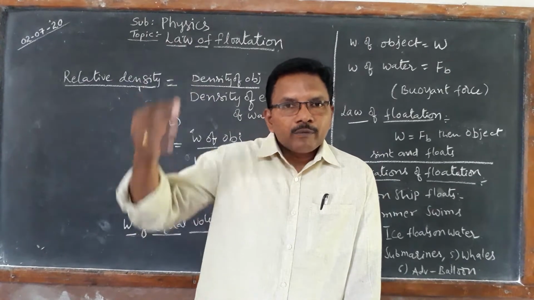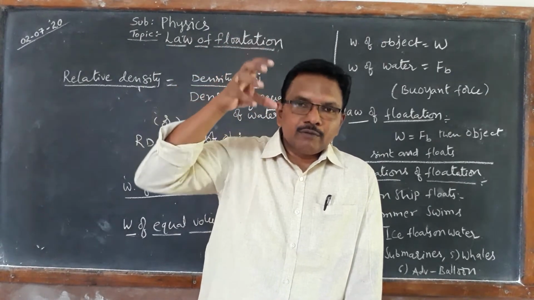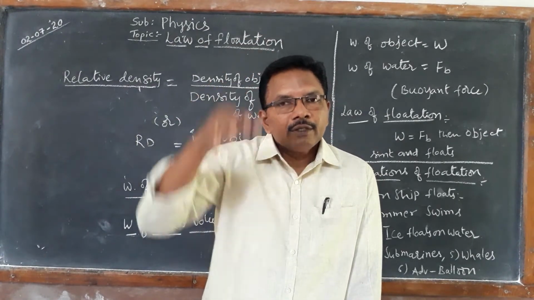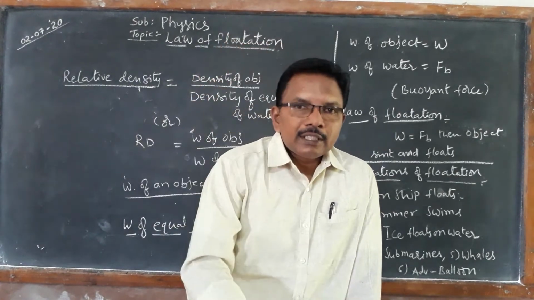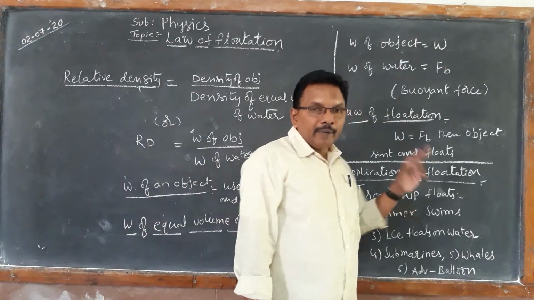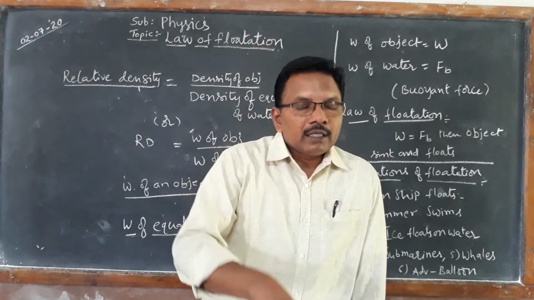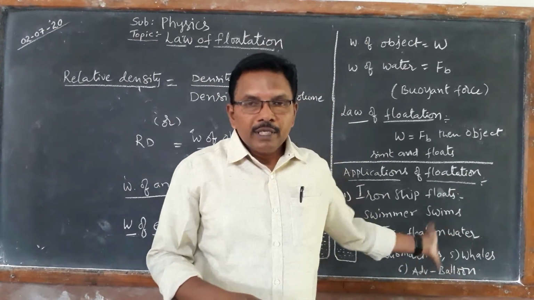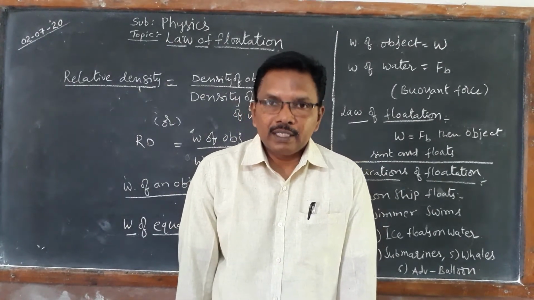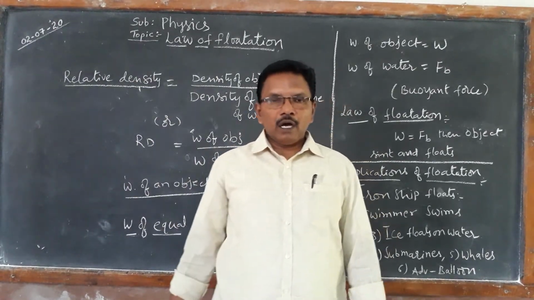So the water weight is less than the iron nail, that is why the weight overcomes. Which weight? The object weight, the nail weight, overcomes the water weight. So that is why the nail sinks into water. But the same ship is made with a huge quantity of iron. A small iron nail sinks, but the ship made with a huge quantity of iron does not sink. What is the reason? It depends on the shape of the object.